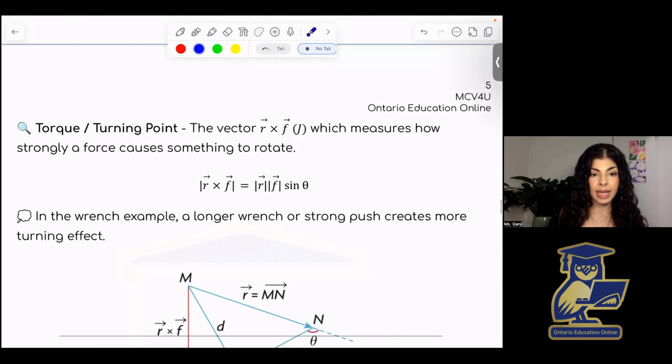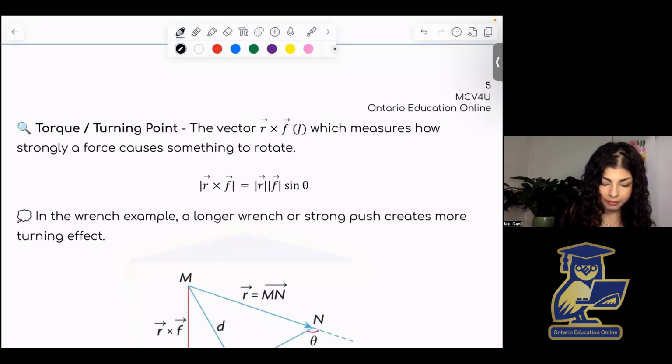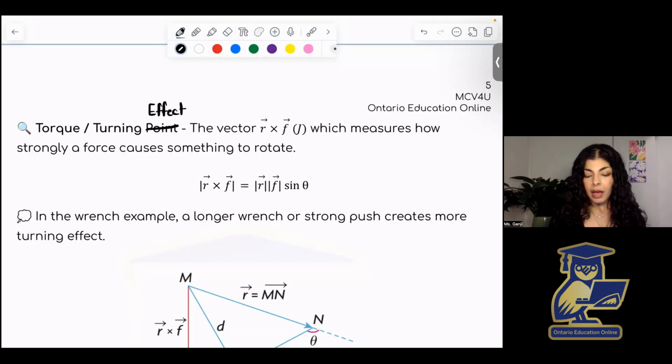So in the wrench example, a longer wrench would mean a greater turning effect. And sorry, this one should be turning effect, not turning point. I was looking at it and it was weird. Okay. Because your magnitude of the radius will be greater because you have a longer wrench. And a stronger push would mean a greater force, so then magnitude of force is greater, which also means a greater turning effect. And that makes sense, right? When you push with a lot of force, then you're turning it also with greater force.